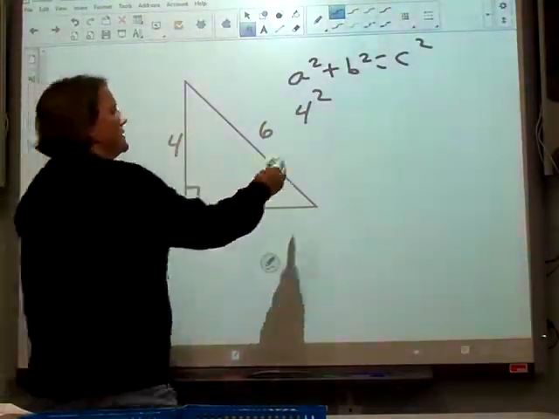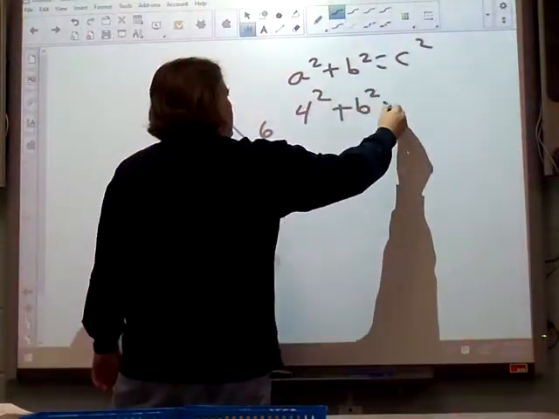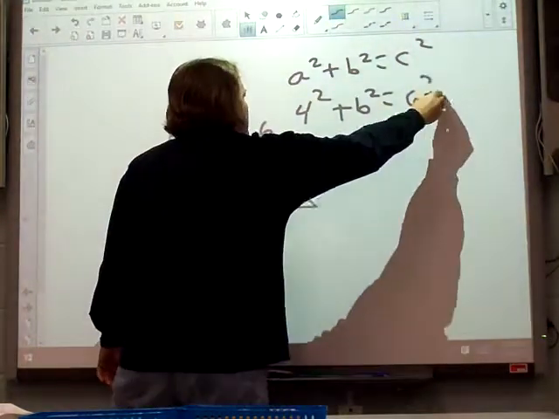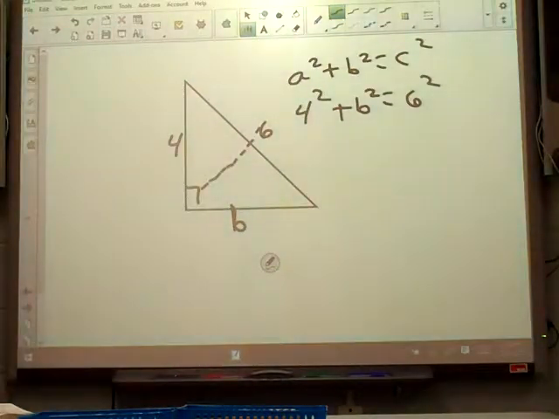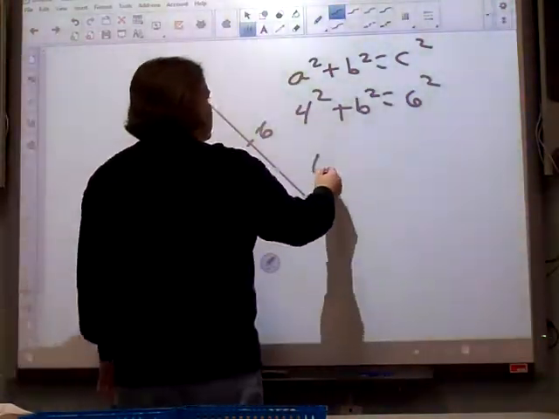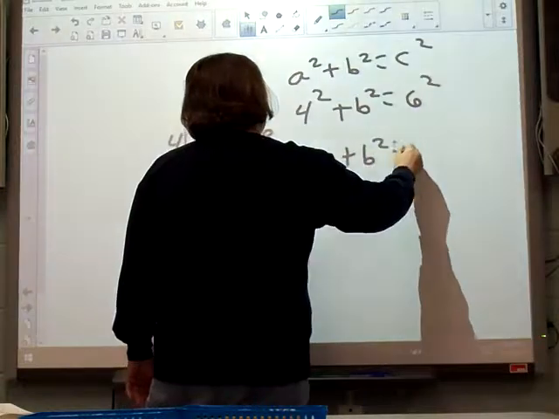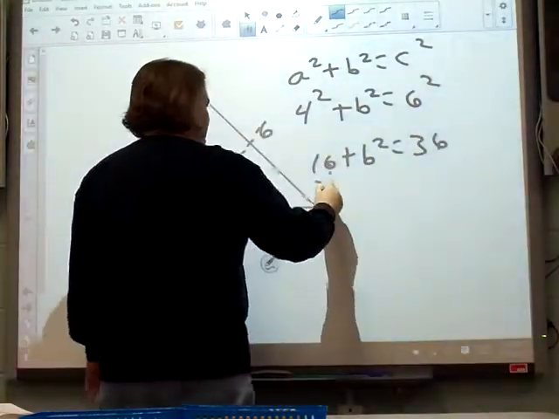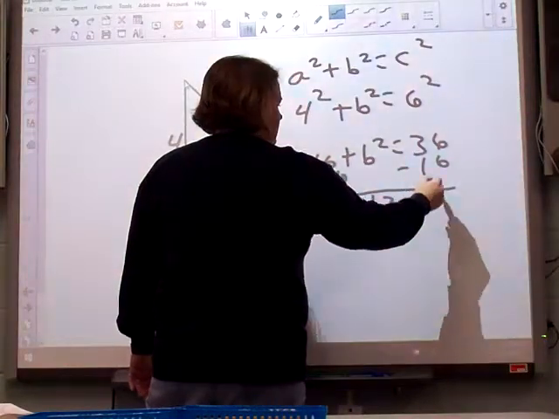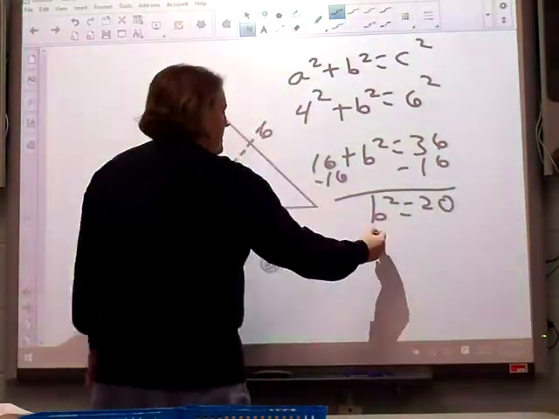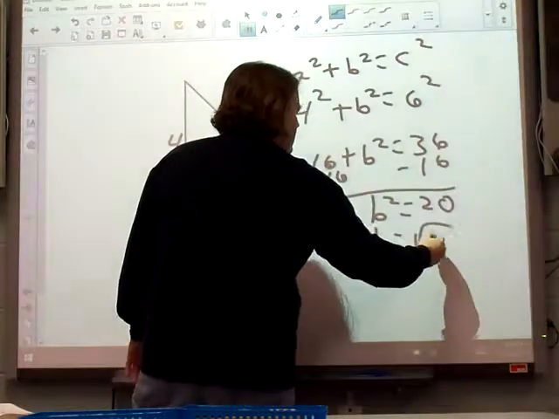So we got 4 squared plus B squared equals C squared. Our C has to be that one, because that's the hypotenuse, which has to be opposite the 90-degree angle. So this is easy, perfect squares for you here. You got 16 plus B squared is 36. Subtract your 16. B squared is 20. Now you got to undo your squared by square rooting.